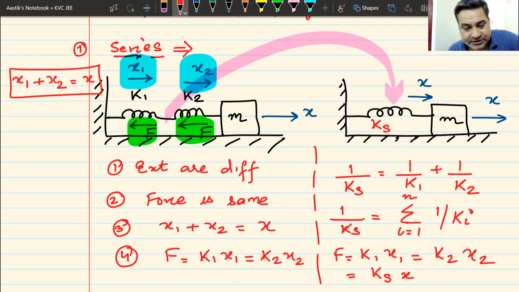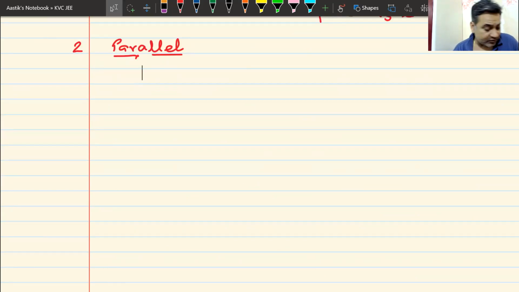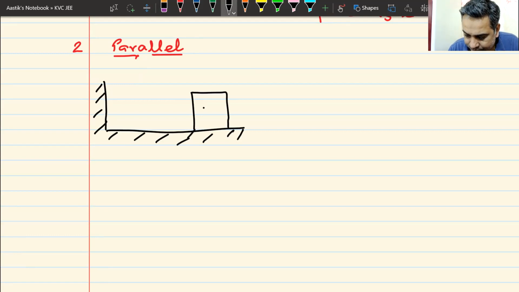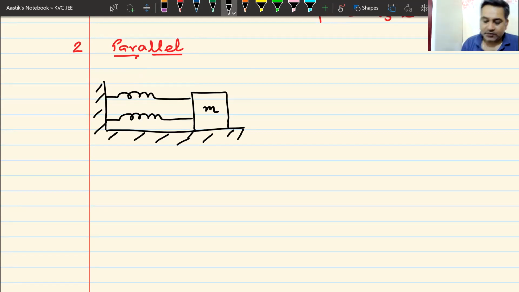We have seen one combination which is series. So the other combination is now known as the parallel combination of springs. Now, how is this parallel combination possible? I have a block of mass M. Now the springs are attached like this. This spring is K1 and this spring is K2.